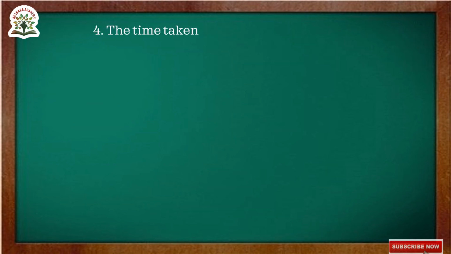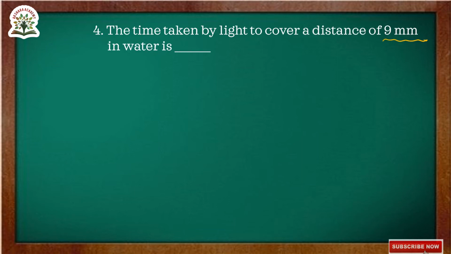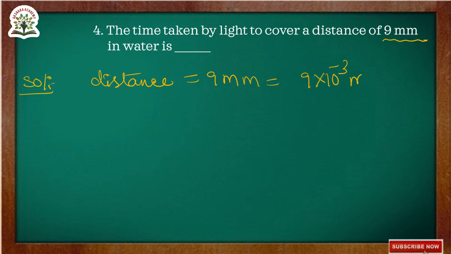Fourth one. The time taken by light to cover a distance of 9 millimeters in water is, here the given distance is 9 millimeters. You have to calculate the time taken. So let us go to the solution. The given distance is 9 millimeters. Converting into meters, 9 into 10 to the power of minus 3 meters.